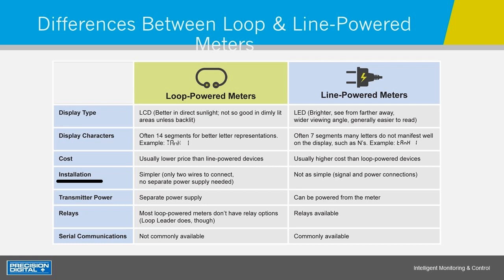So if you have an existing application, for example, and you're running it from a transmitter out to the control room, and you want to have a display, say, next to the tank for the operators in the field, well, you don't need to bring power out there. You don't even have to worry about how you're going to power this thing. You just add your 2-wire meter right in the loop.